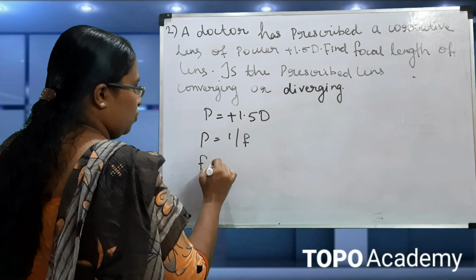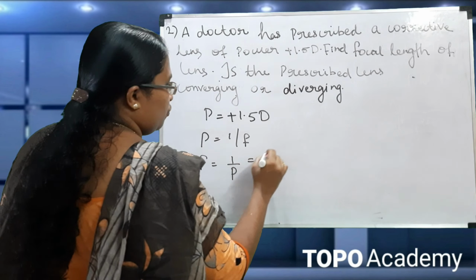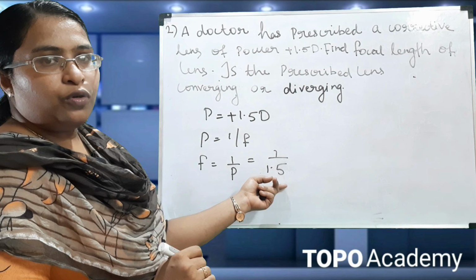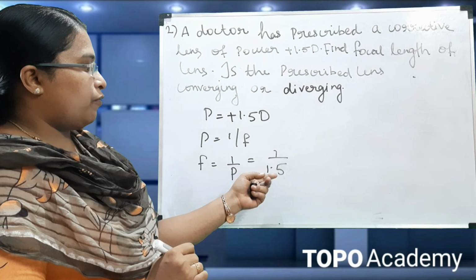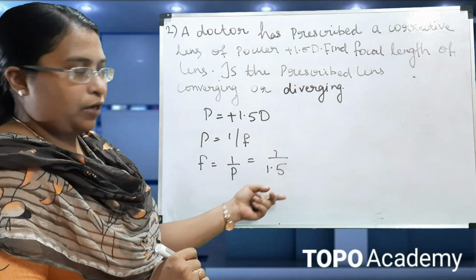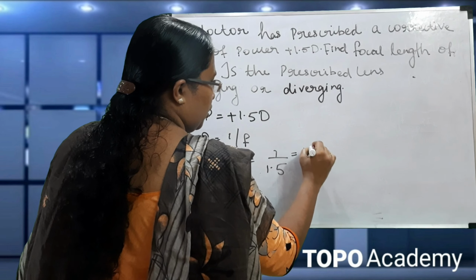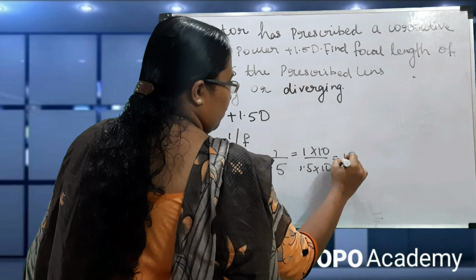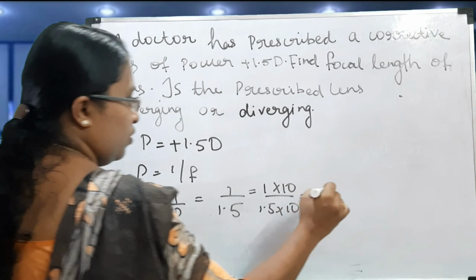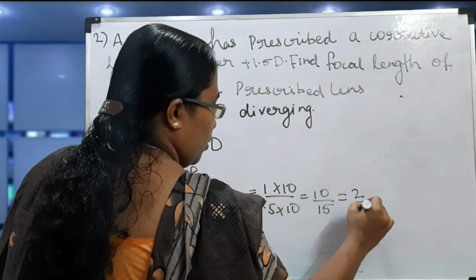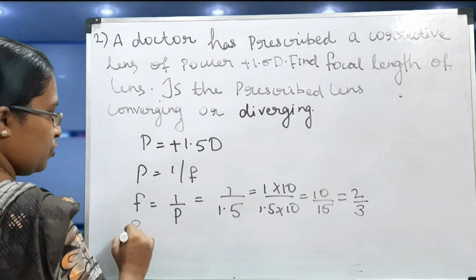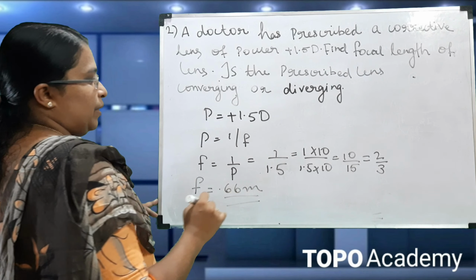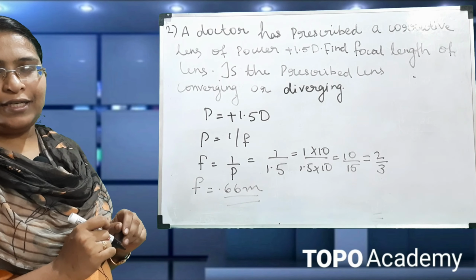So focal length is equal to 1 by P, which is 1 by 1.5 diopter. In order to remove the decimal point, since there is only one digit after the decimal point, we multiply by 10. So it is 1 into 10 divided by 1.5 into 10, which is 10 divided by 15, that is 2 by 3. So f is equal to 0.66 meter.